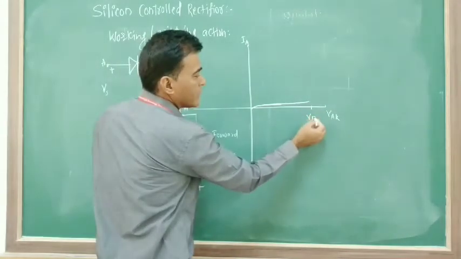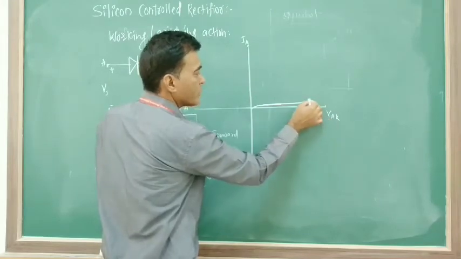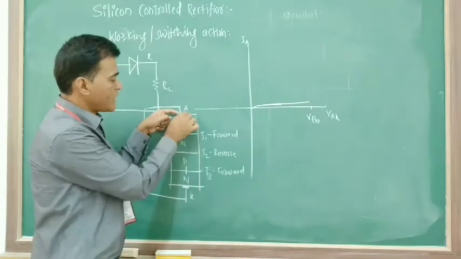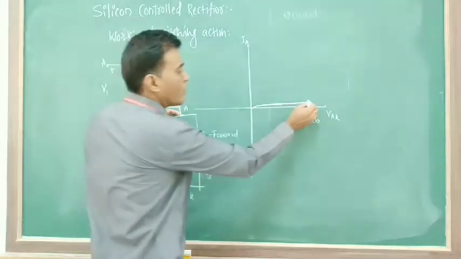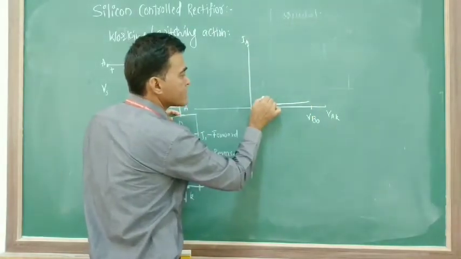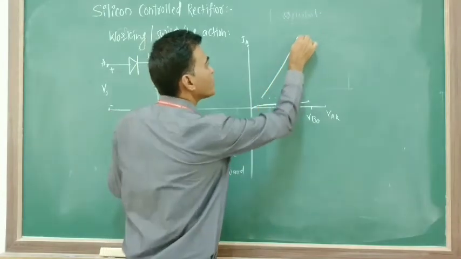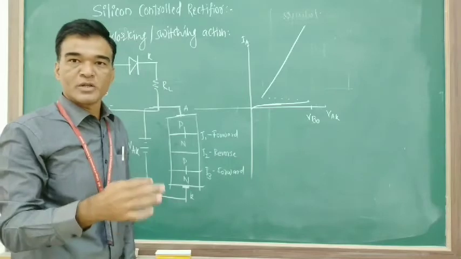So when the voltage is greater than VBO, the reverse biased junction is broken. So there is no barrier in between anode and cathode. The voltage decreases suddenly and a large current starts flowing through the thyristor. The SCR is also known as a thyristor.